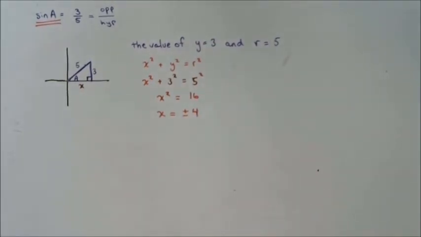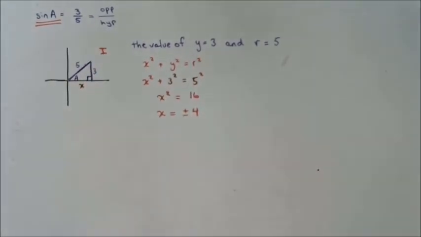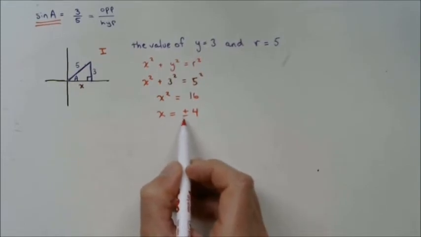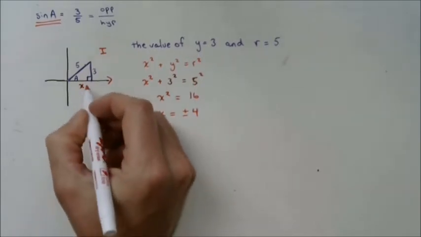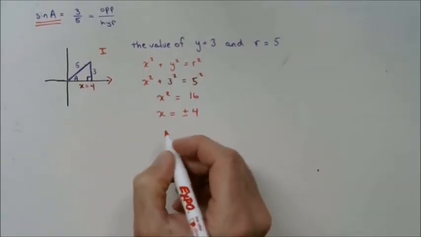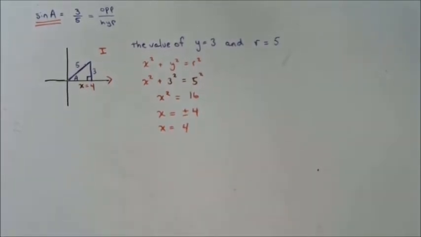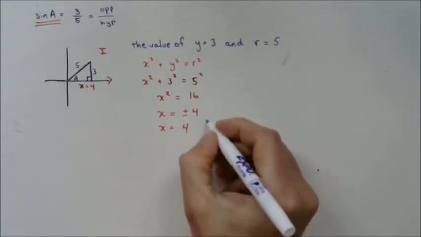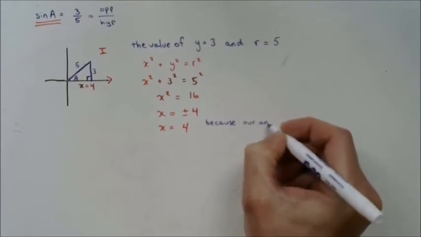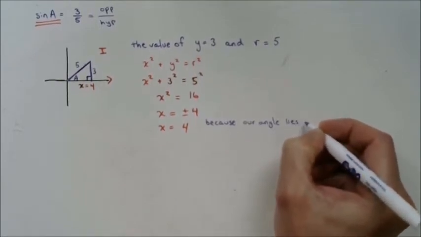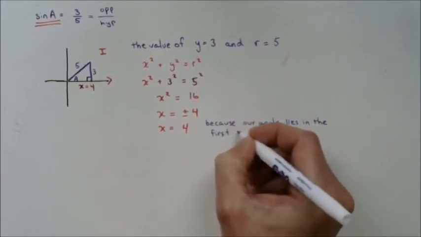Okay? Now, because we know that this angle lies in the first quadrant, what do we know about x? Is it positive or negative? It's going to be positive. It's moving in the positive x direction. So we have x equals positive 4. And we can put a little note there, because our angle lies in the first quadrant.